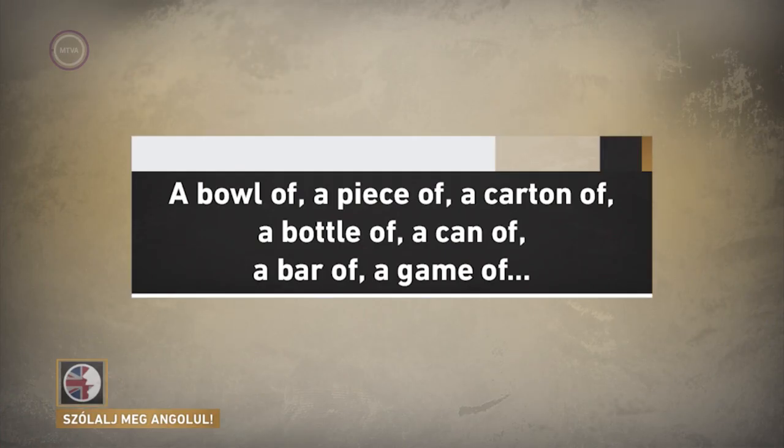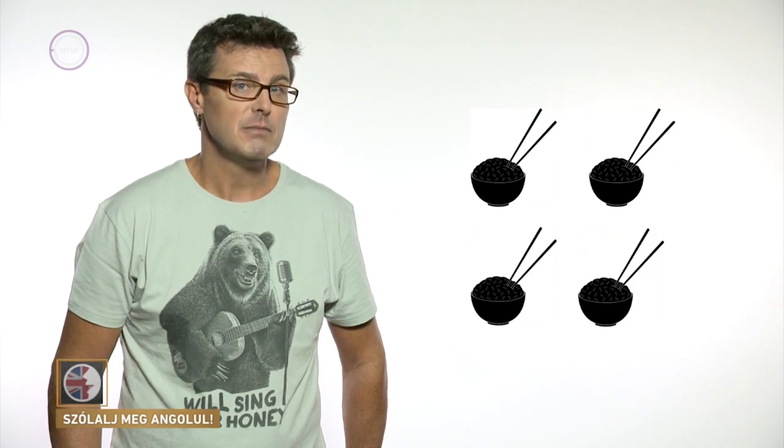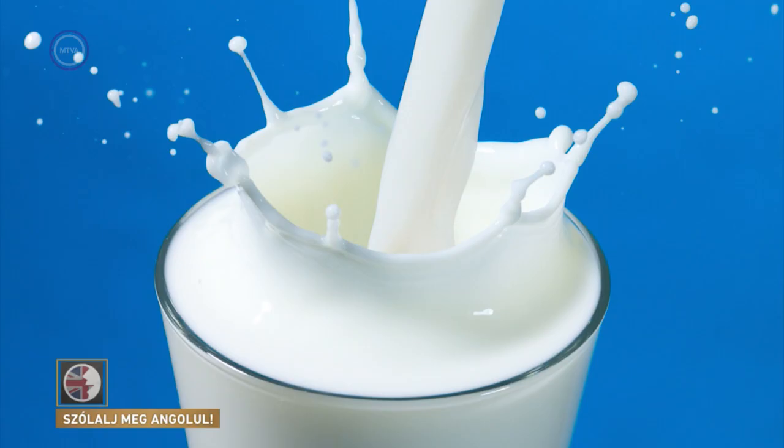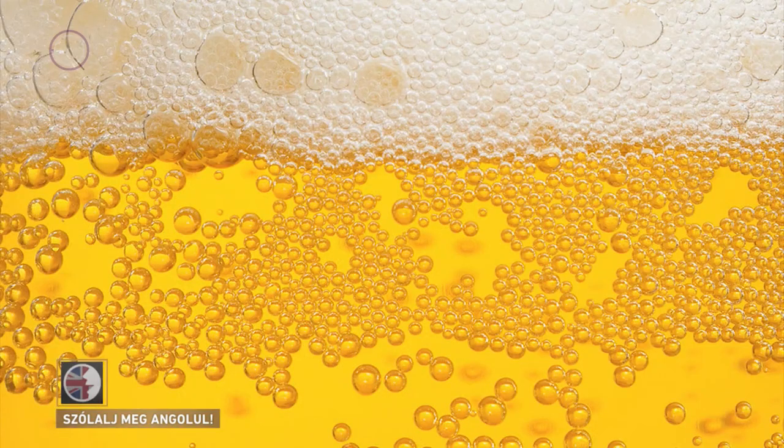Here are some other things we can say to make uncountable nouns countable. A bowl of, a piece of, a carton of, a bottle of, a can of, a bar of, a game of. So, rice is uncountable, but we can count a bowl of rice. Cheese is uncountable, but we can count a piece of cheese. Milk is uncountable, but we can count a carton of milk. Beer is uncountable, but we can count a bottle of beer.